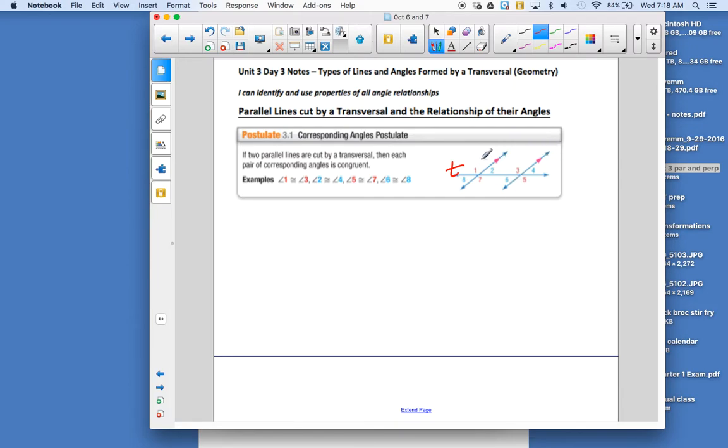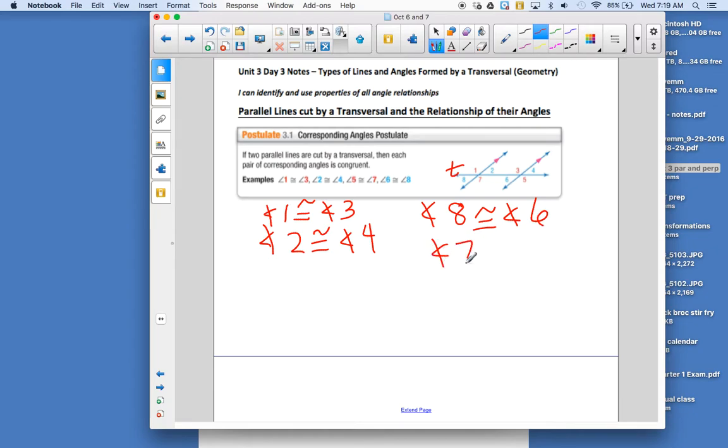parallel lines, not only are our vertical angles congruent, like 1 is congruent to 7, 3 is congruent to 5, just because they're vertical, I also know that I've got other angles that are congruent, and those are my corresponding angles. So angle 1 is congruent to angle 3. They're in corresponding locations. Angle 2 is going to be congruent to angle 4. I know that angle 8 is congruent to angle 6, and angle 7 is congruent to angle 5.